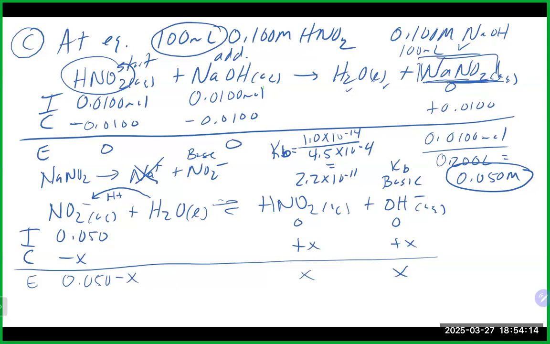Once again, we are going into our Kb here, products over reactants, which would give us x squared divided by 0.05 minus x is equal to our Kb value of 2.2 times 10 to the minus 11. I think I'll flip a page here. So x squared over 0.05 equals 2.2 times 10 to the minus 11. We're going to assume x is equal to 0 and hope a lot that it works. I think we should be all right.